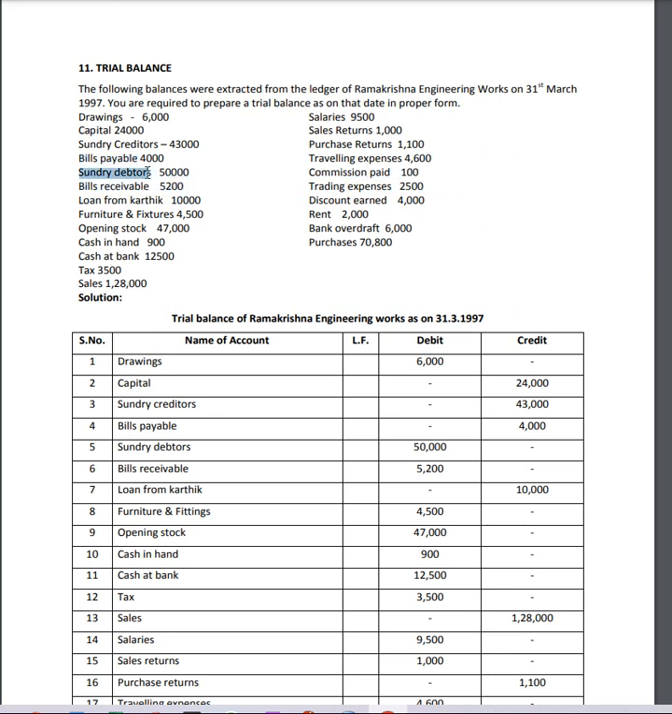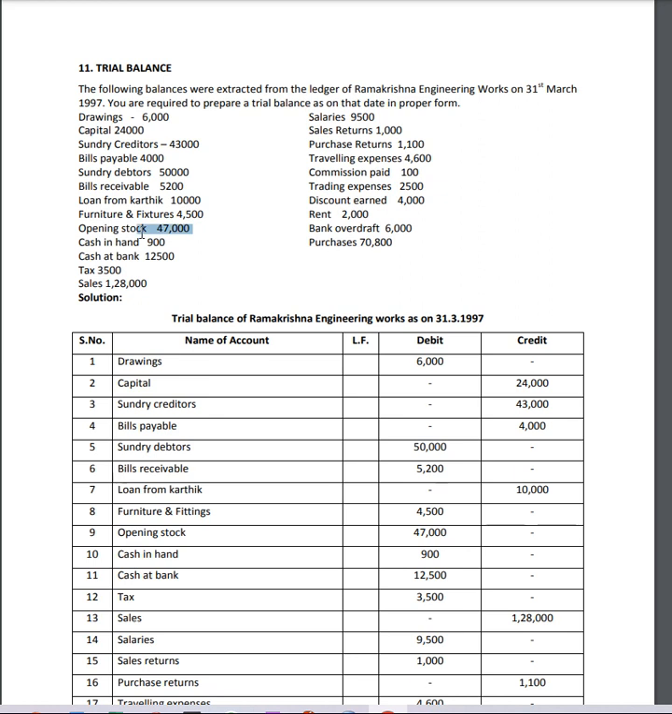Sundry debtors is an asset, current asset, asset should be debited. Next, bills receivable is again a current asset, asset should be debited. Loan from Karthik means we have taken a loan from Karthik, that is a liability which we have to pay to Karthik later, so liability is a credit item. Furniture and fixtures are assets, fixed assets for a business, so that should be debited.